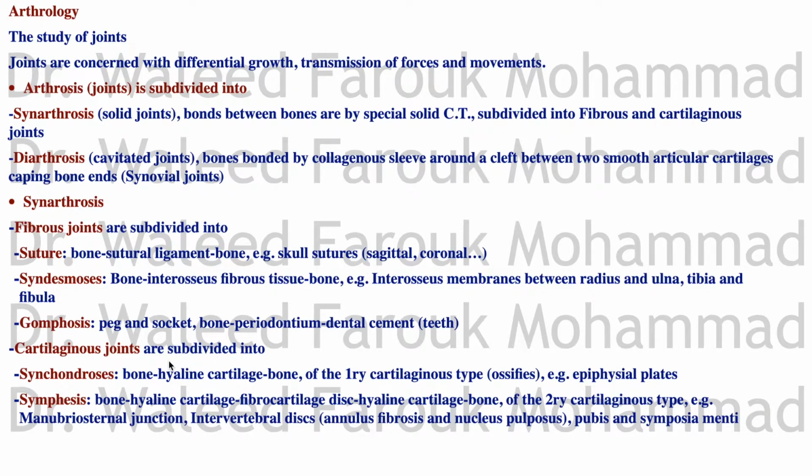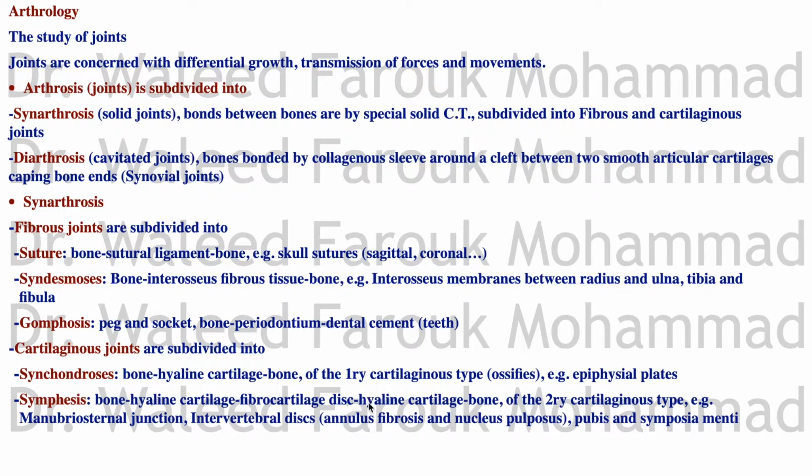Cartilaginous joints are subdivided into synchondroses and symphyses. Synchondroses are composed of bones bound together by a piece of hyaline cartilage. It's of the primary cartilaginous type, meaning that it ossifies with age, and an example of which is the epiphyseal plates. All of us know that the epiphyseal plates disappear by the age of 25, when the bones are fully mature.